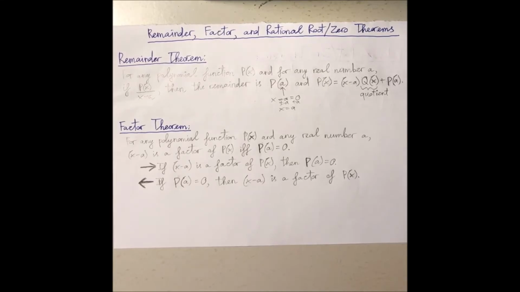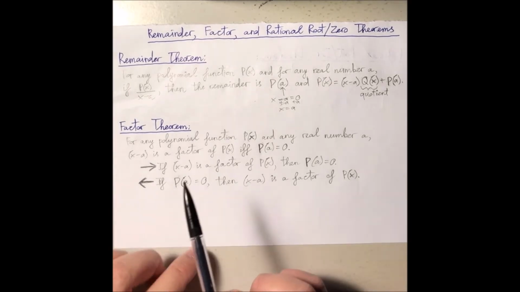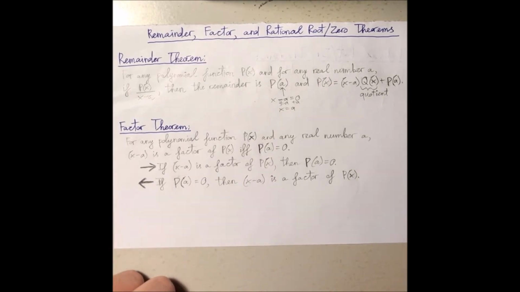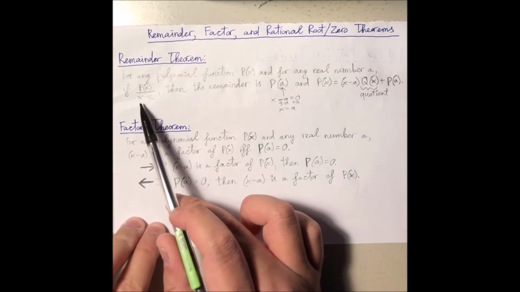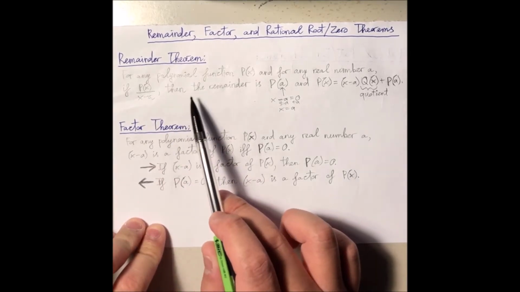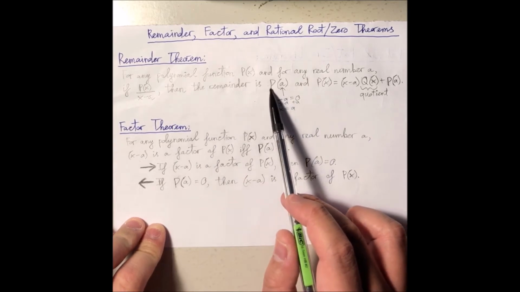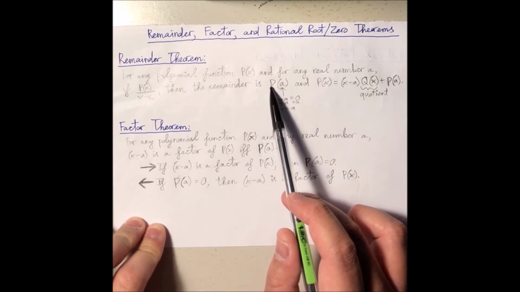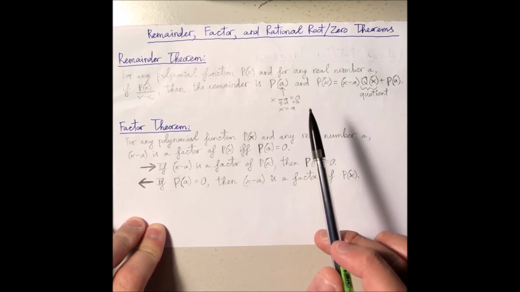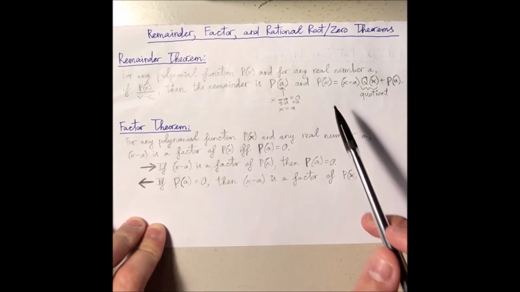In this video, I want to go over the remainder theorem, factor theorem, and rational root / zero theorem. Now, the first one is the remainder theorem, and it says that for any polynomial function capital P of x, and for any real number lowercase a, if capital P of x is divided by the binomial expression x minus a, then the remainder can be found by evaluating your given polynomial function at the value a, or the x value a, I should say.